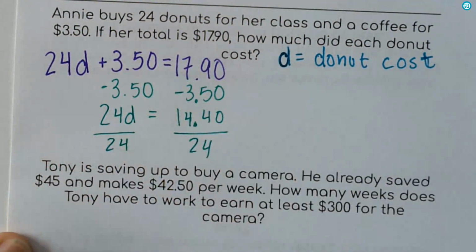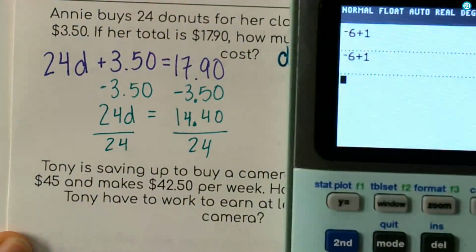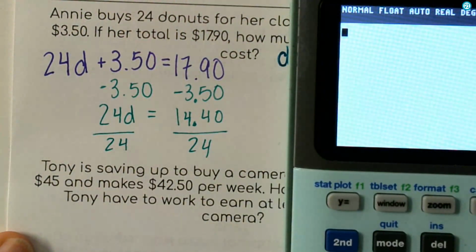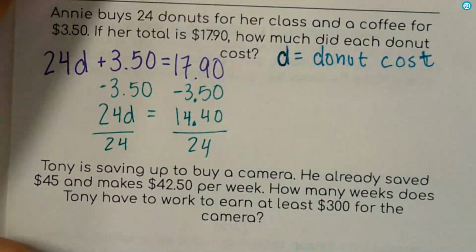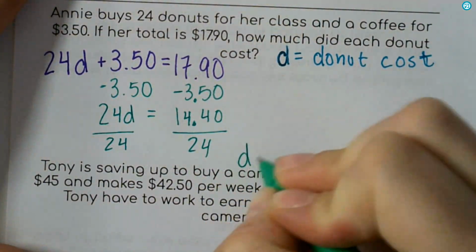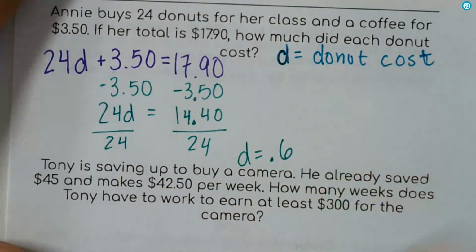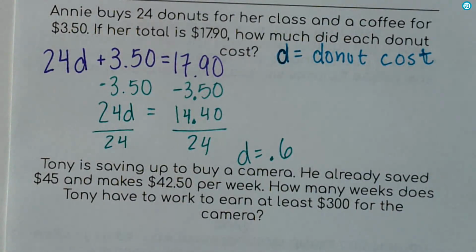So, calculate this. 14.40 divided by 24 is 0.6. So D equals 0.6. What donuts cost 60 cents?